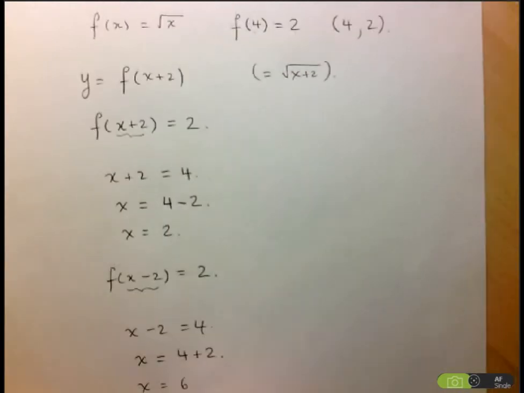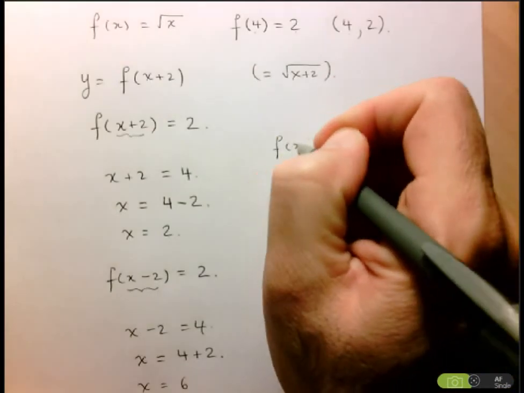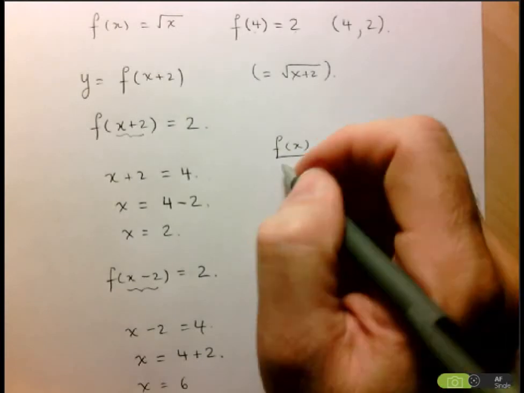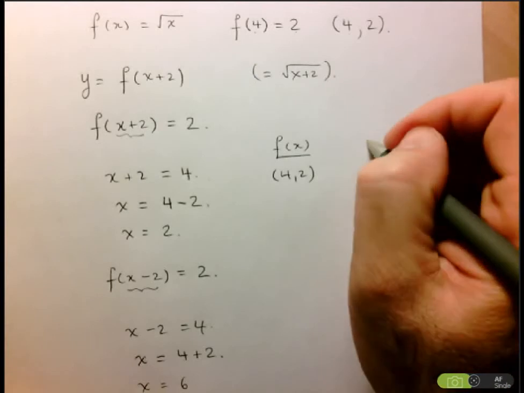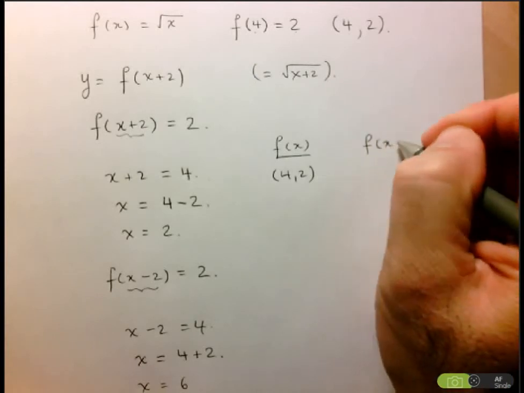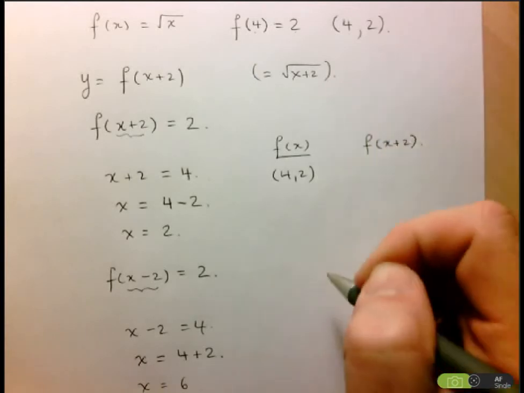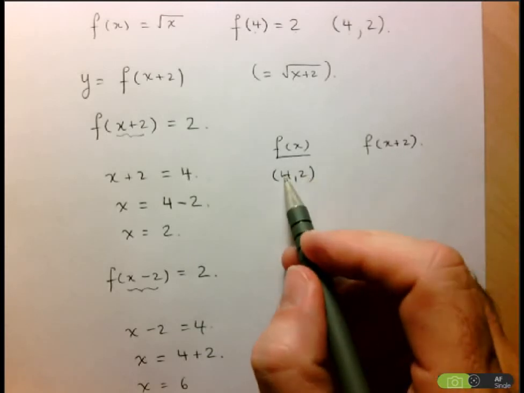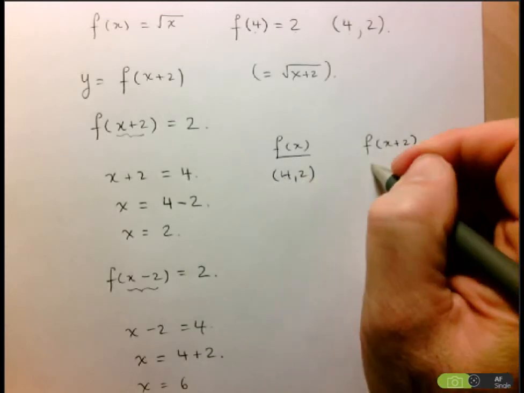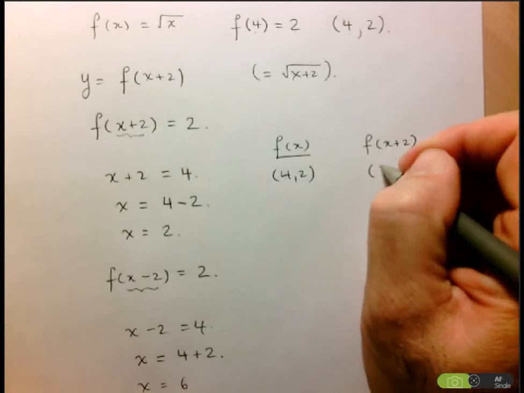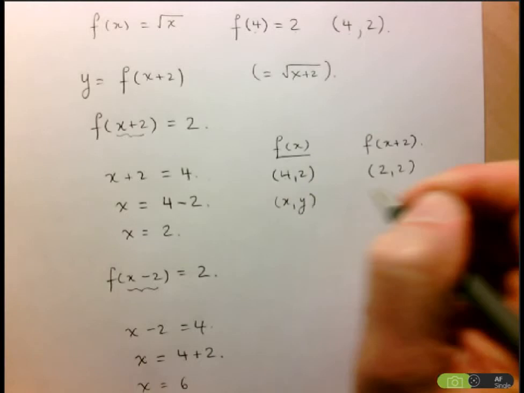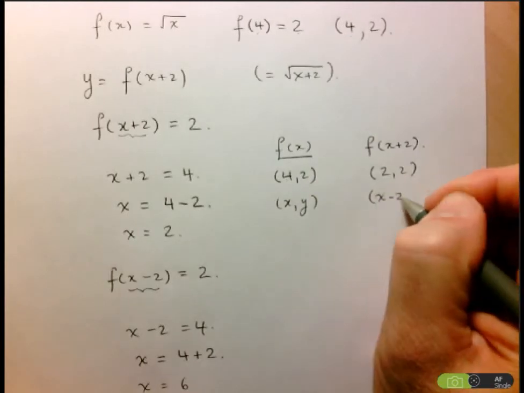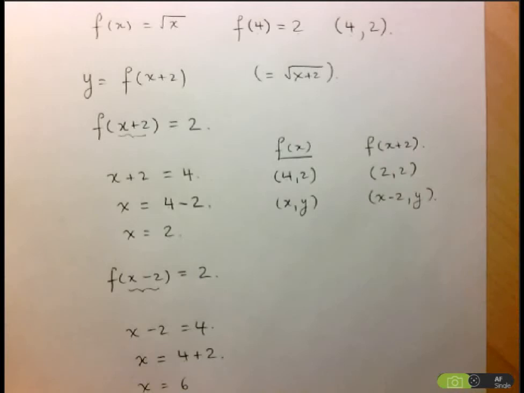So in this case, if we look at it from a transformation perspective, if I start with a point on f at x, say (4, 2), how will that be transformed to a point on f at x plus 2? The effect will be to subtract 2 from the x value. So here we have (2, 2). Or here, if we take this point (x, y), the effect was to subtract 2 from the x value.